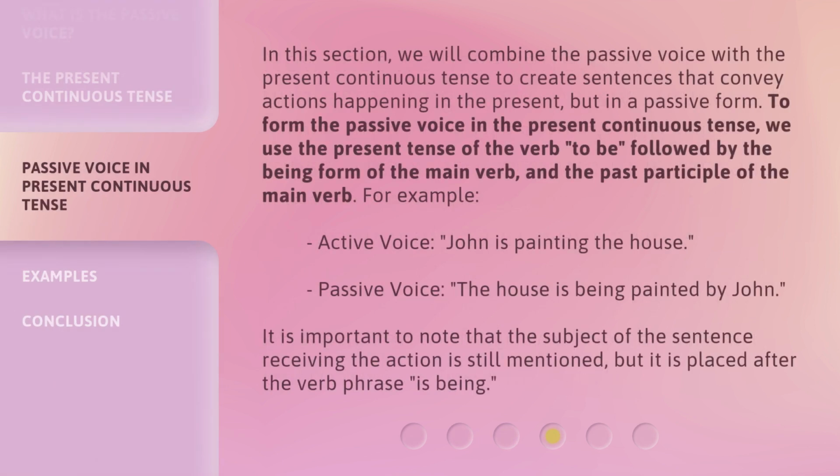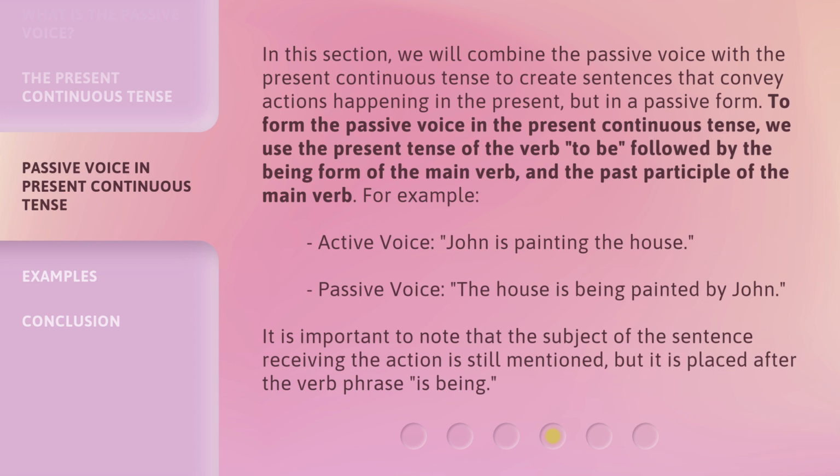In this section, we will combine the passive voice with the present continuous tense to create sentences that convey actions happening in the present, but in a passive form. To form the passive voice in the present continuous tense, we use the present tense of the verb, to be, followed by the being form of the main verb, and the past participle of the main verb.